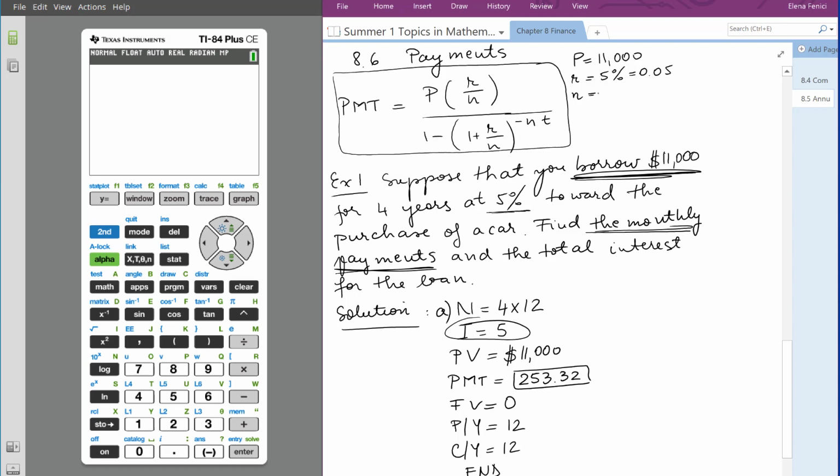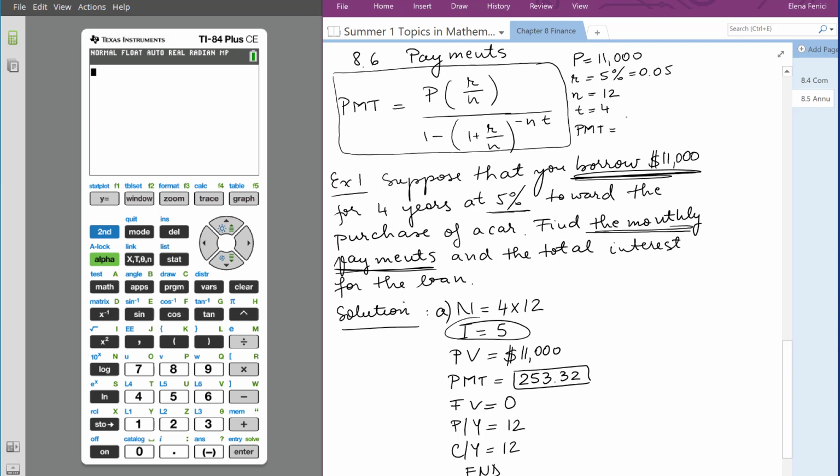N is the number of times the interest is computed. So because they said monthly, I'm just going to put 12. If they say quarterly, we put 4. If they said annually, we would put 1. T is 4 years. So now having all this, I'm just going to plug them into the formula.